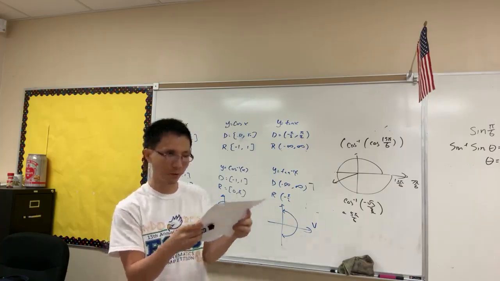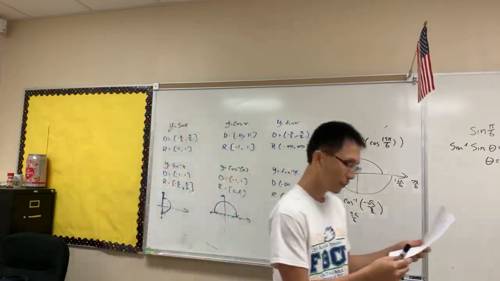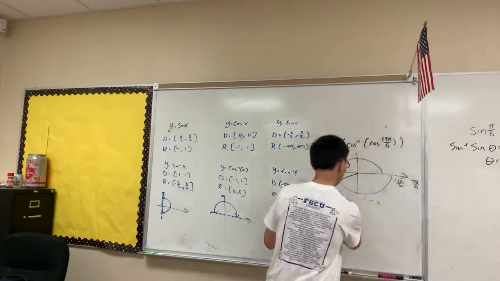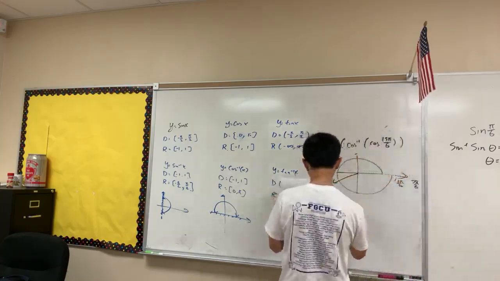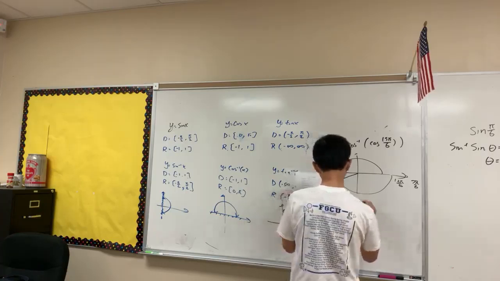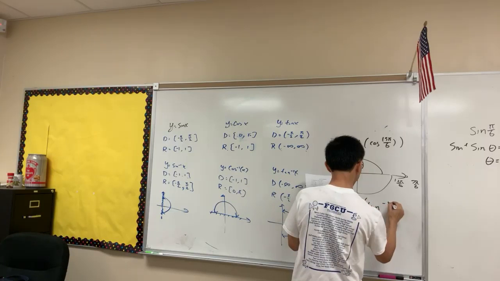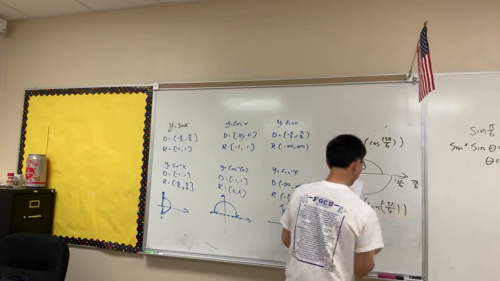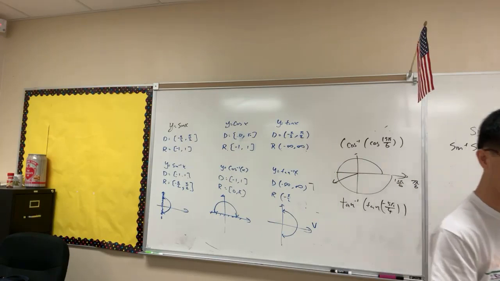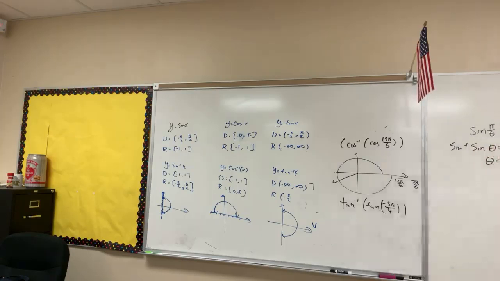J for number 3. So the question says tangent inverse of tangent of negative 5 pi over 4. You write it slow down, knowing your exact value, knowing your unit circles. I told you, that unit circle could be unit circle of life or unit circle of death. So if you don't know it, it'll be death. If you know it, it'll be life.